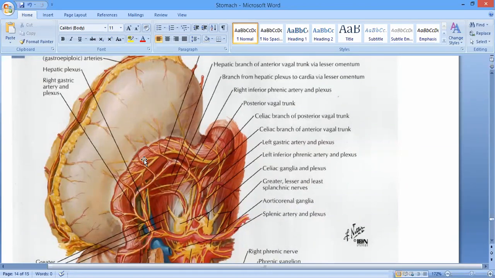So this posterior vagal trunk is not only going to spread over the posterior surface of the stomach, but it will also pass through the branches of the celiac plexus and the superior mesenteric plexus, and travel along with the superior mesenteric plexus.